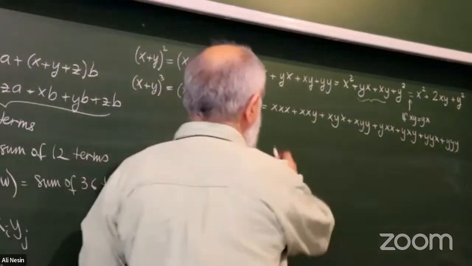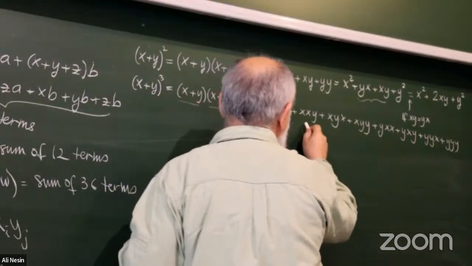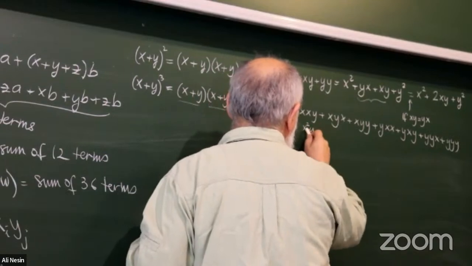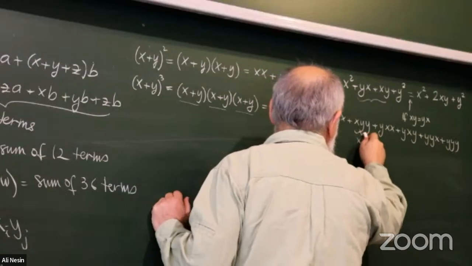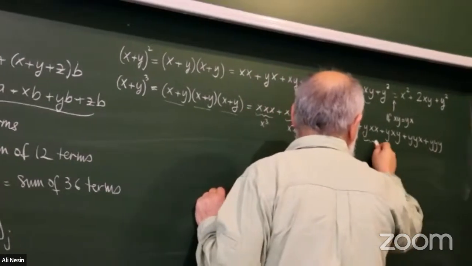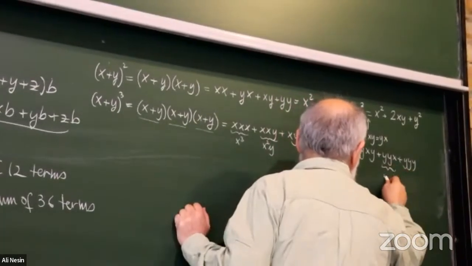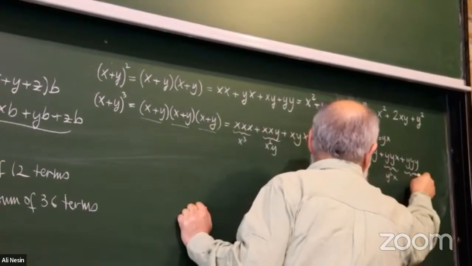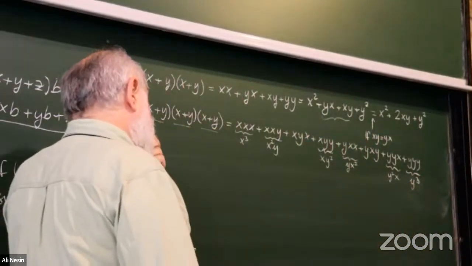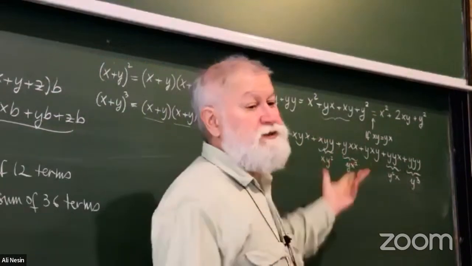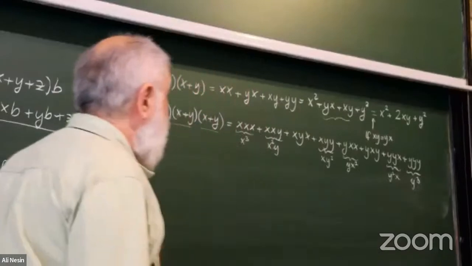Of course, this is x cubed. This is x squared y. This is xy squared. This is yx squared. This is y squared x. And this is y cubed. Normally, it's possible that none of these terms are equal to each other. They may all be distinct, and there's no reason a priori for them to be equal.